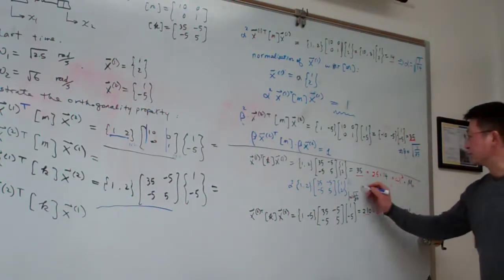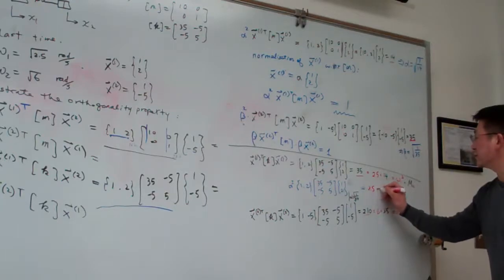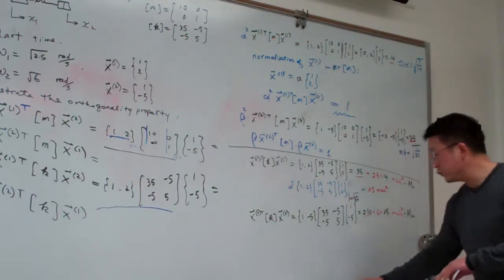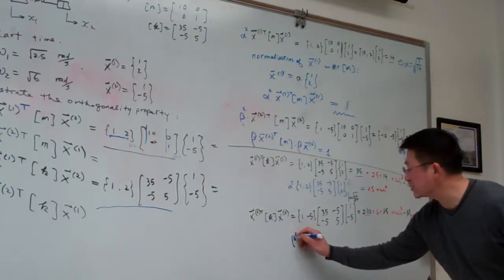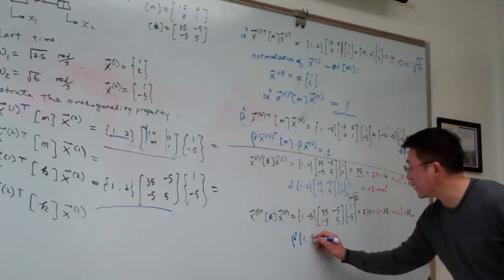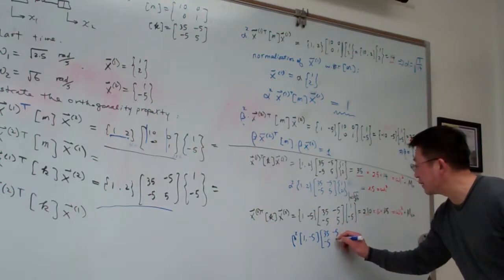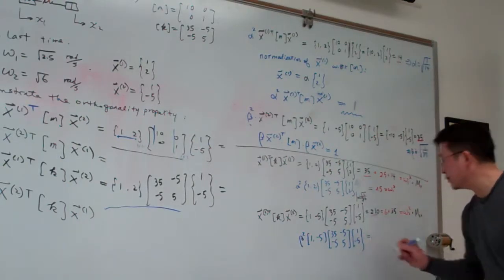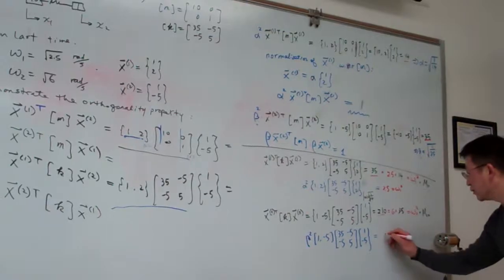So basically, if you do these calculations, the result equals 2.5, which is omega 1 squared. In a similar way, if you work on normalized modal vectors, this one becomes beta times 1, minus 5, then 35, minus 5, minus 5, 5, then 1, minus 5, and again the result will be equal to omega 2 squared.